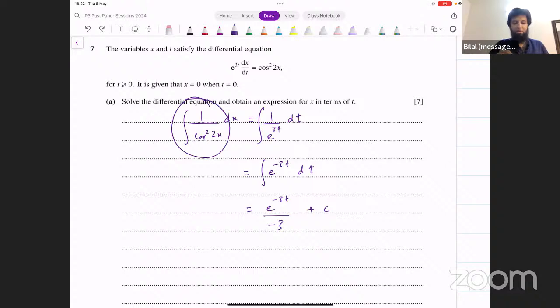How do you integrate 1 over cos square 2x? What's the integration for this? Remember, we covered this when we did integration. It looks tricky, but it actually is not. Yes. Don't try to use trigonometric identities here. Don't think of this as being that even power.